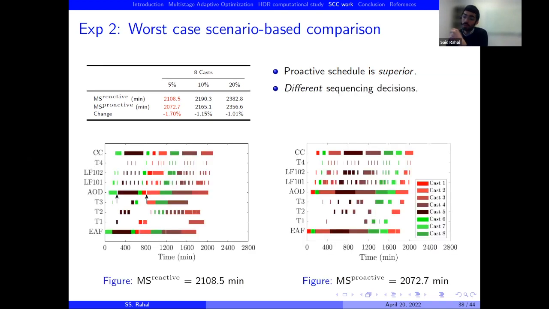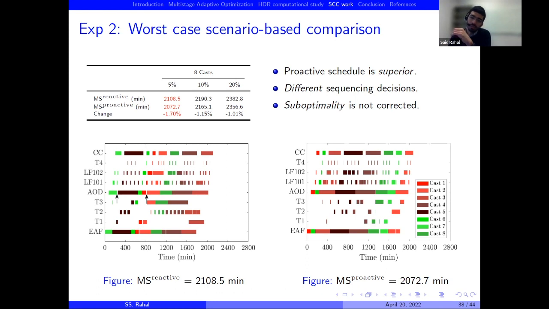However, when we have an 8-cast instance, so basically we increase the instance size, we see that the deterministic reactive schedule also failed to capture the optimum first stage decision for the worst case scenario, and now the suboptimality due to a suboptimal first stage decision was not corrected. So now we see that the robust proactive performance or quality is superior.